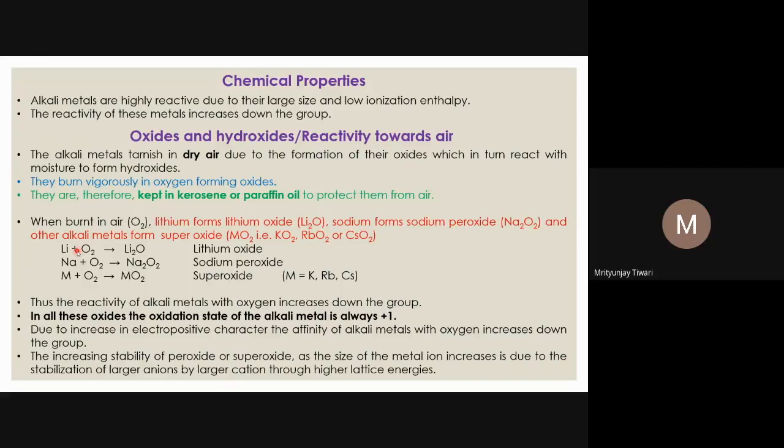Oxygen molecule is a weak electron acceptor. Why is it a weak electron acceptor? Because if you remember the molecular orbital theory or molecular orbitals of oxygen, it will be sigma 1s, then sigma star 1s, then sigma 2s, sigma star 2s, sigma 2pz, then pi 2px and pi 2py.